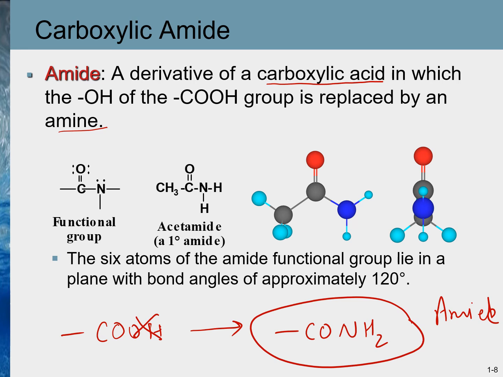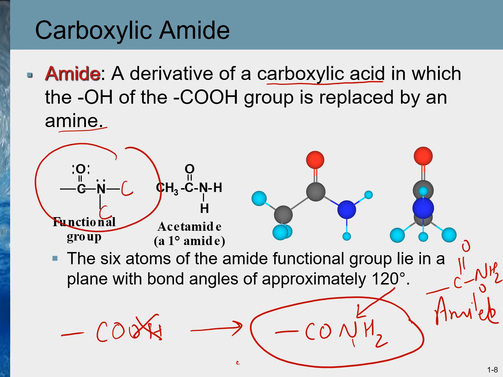Just like amines, amides can also be primary, secondary, or tertiary, depending on how many carbons this nitrogen is bonded to. In this case, the nitrogen is bonded to only one carbon, which is C. So hence this is a primary amide. If the nitrogen is bonded to more carbons, such as in this case, if there are carbons on the other side, then this will become an example of a tertiary amide.